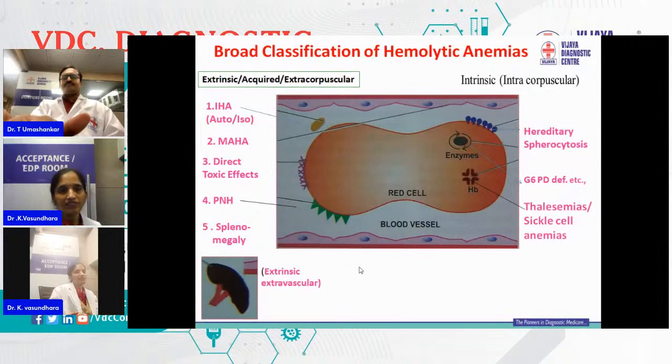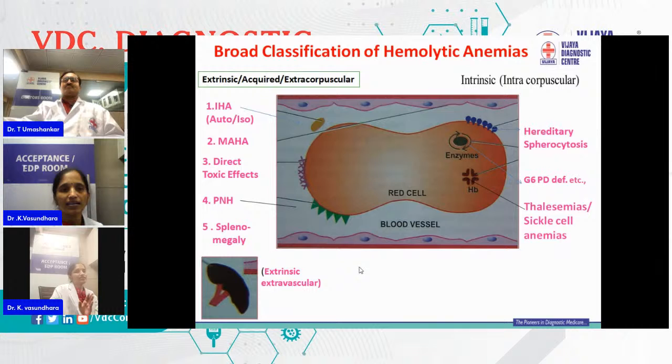In the two previous slides, we have discussed extravascular and intravascular hemolysis based upon the site of destruction. Now the hemolytic anemias are classified based upon the etiological factor. These are classified into extrinsic or extracorpuscular hemolysis and intrinsic or intracorpuscular hemolysis. Extrinsic refers to the factors not pertaining to the RBCs, outside the RBCs.